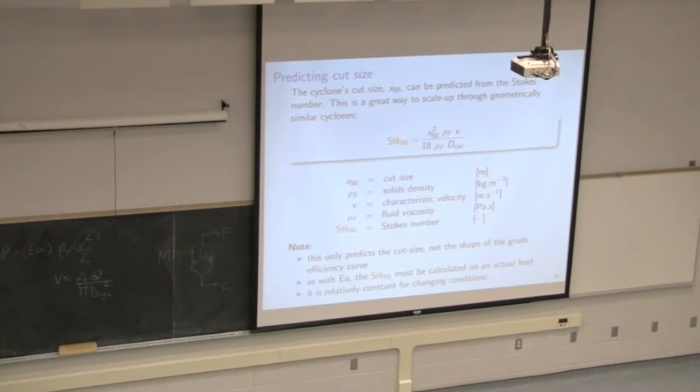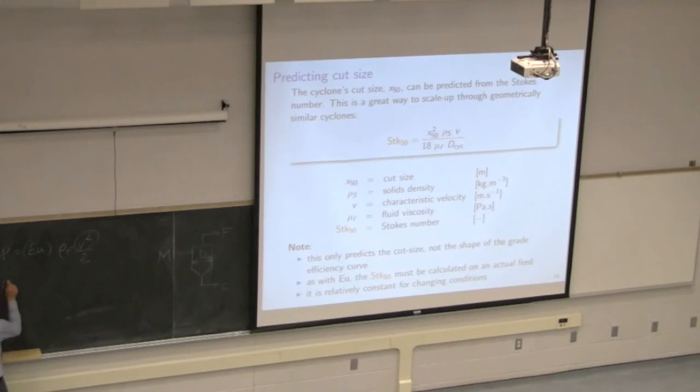The rest of the terms have their usual meaning: the density of solids, the velocity that's characteristic of the cyclone, which we saw earlier, the viscosity of the fluid, and then the diameter of the cyclone. So that's my Stokes number for a given cyclone. And I can actually use that because, like the Euler number, the Stokes number, once we know it, is constant for the cyclone. I can then use that quite interestingly in the following manner.